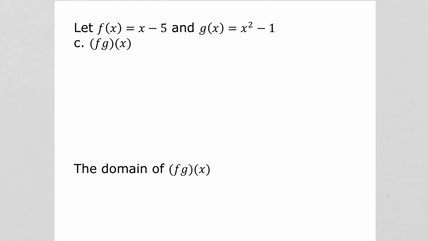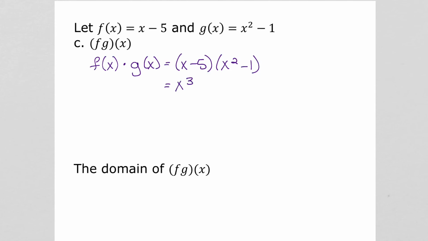The next one, we're going to multiply. So f times g of x is the same thing as f of x times g of x. So we take f of x, and we have to put it in parentheses here, and we're going to multiply it by g of x, which again we have to put in parentheses because we're multiplying all of these things. X times x squared is x cubed. X times negative 1 is negative x. Negative 5 times x squared is negative 5x squared. And negative 5 times negative 1 is positive 5.